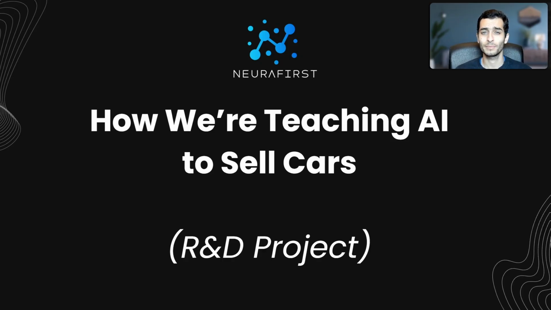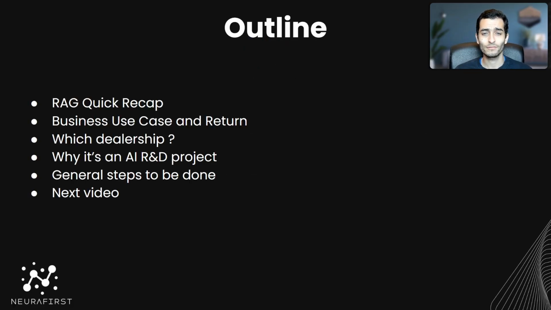So in this video, we're going to be seeing how we can teach an AI to sell cars. And basically, it's about an R&D project, so research and development. So if you have guessed this by now, I think you might have known that this will be about a RAG project applied for a car dealership.